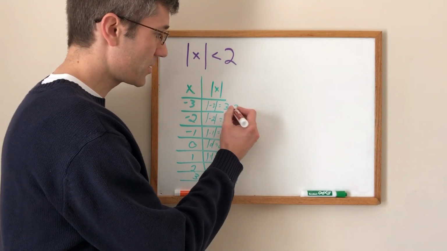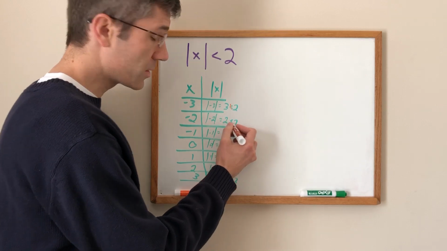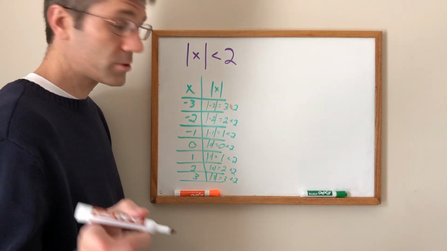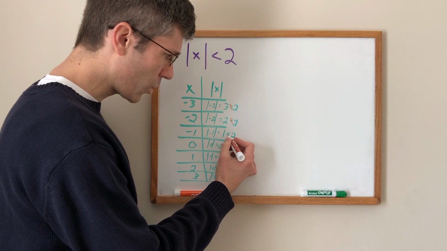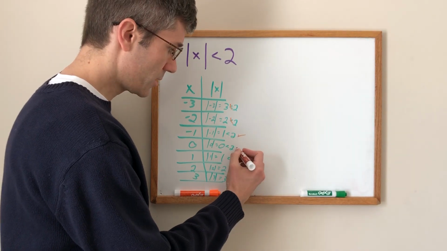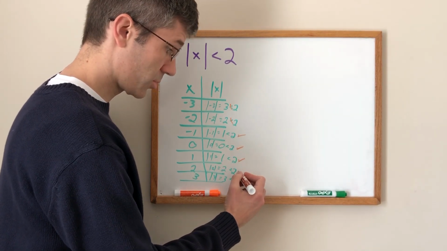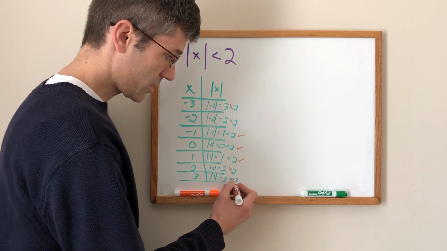So 3 is less than 2. Well, that's false. That's not going to happen. 2 is less than 2. Almost, but false. 1 is less than 2. It's true. 0 is less than 2. 1 is less than 2. 2 is less than 2. Nope. 3 is less than 2, no.